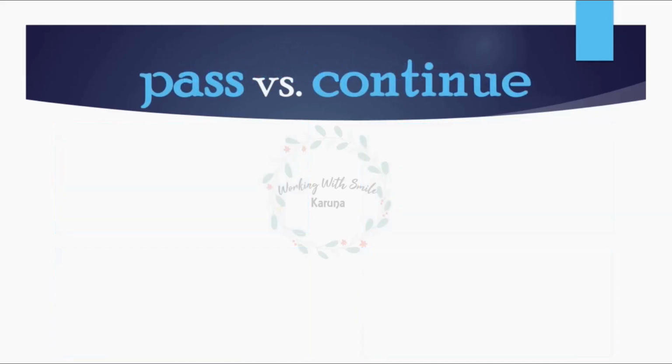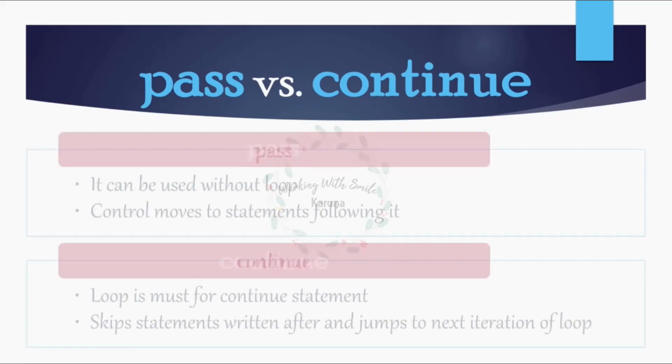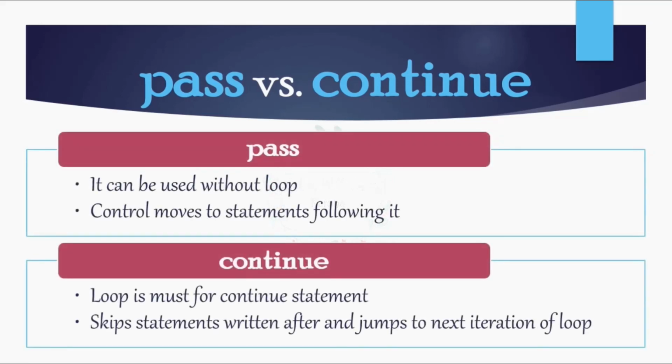A pass and a continue statement are different from each other in the following ways. The pass statement can be used without a loop, whereas continue cannot work without a loop. In the pass statement, the control moves to the statements which are written after it, whereas in the case of continue, it skips the execution of the statements which are written below, and the control will move to the loop, resulting in the next iteration.